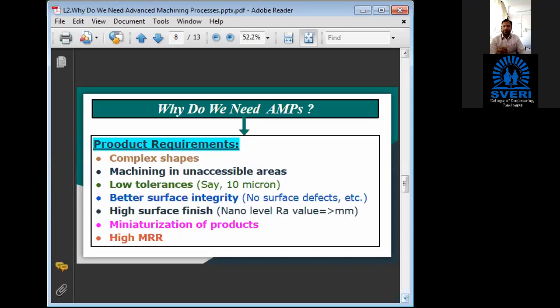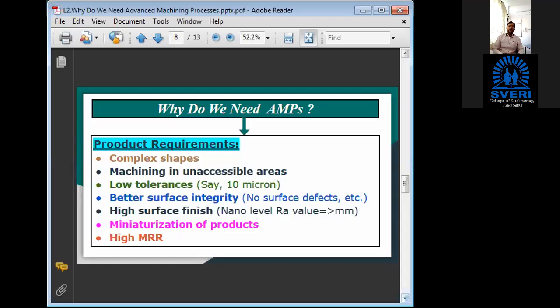So, say for example, you are using a single point cutting tool or a multi-point cutting tool. Using a single point cutting tool, it is definitely not feasible to cut inaccessible areas of a complex shape component. At that time you will require advanced machining processes, or non-conventional machining processes, to get the accurate size and shape of such a component.